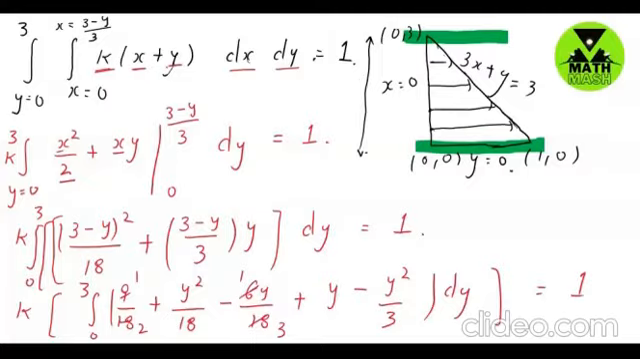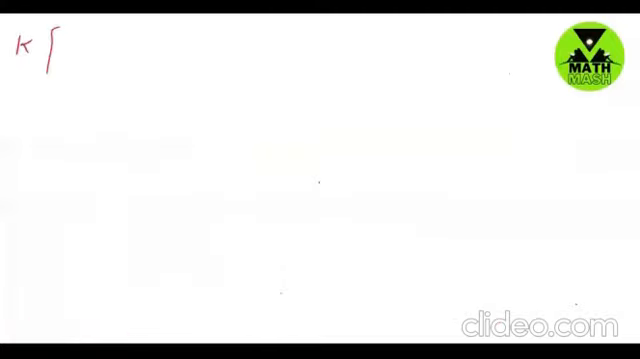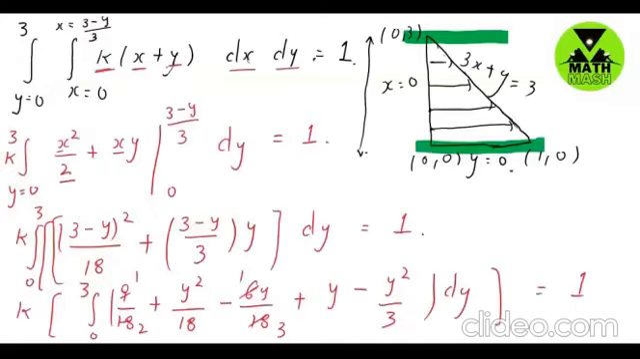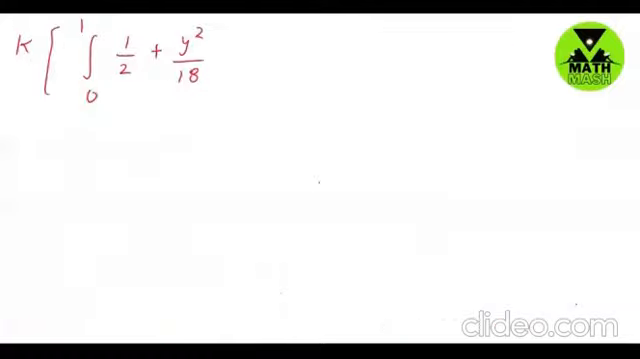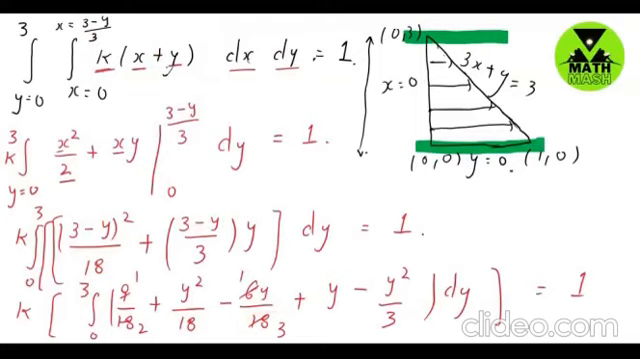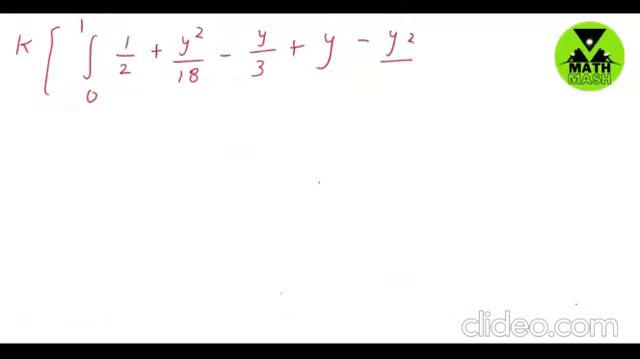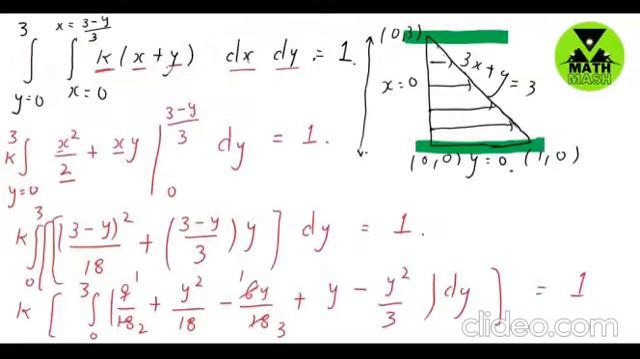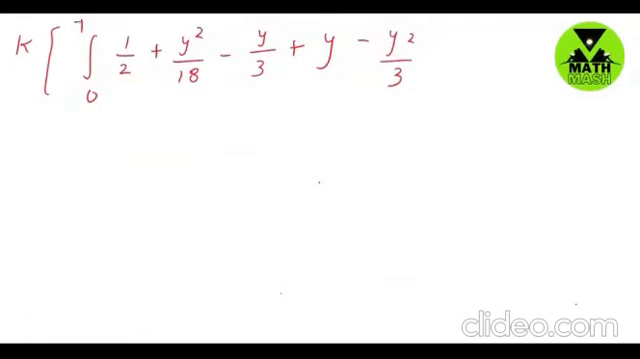So now we'll integrate this function. I'm writing this function again, that is k from 0 to 1, and this is 1 by 2 plus y square by 18. Then this is minus y by 3 plus y. Then this is minus y square by 3. The limits from 0 to 3. Integrate with respect to y, and this is equal to 1. So this k as it is.